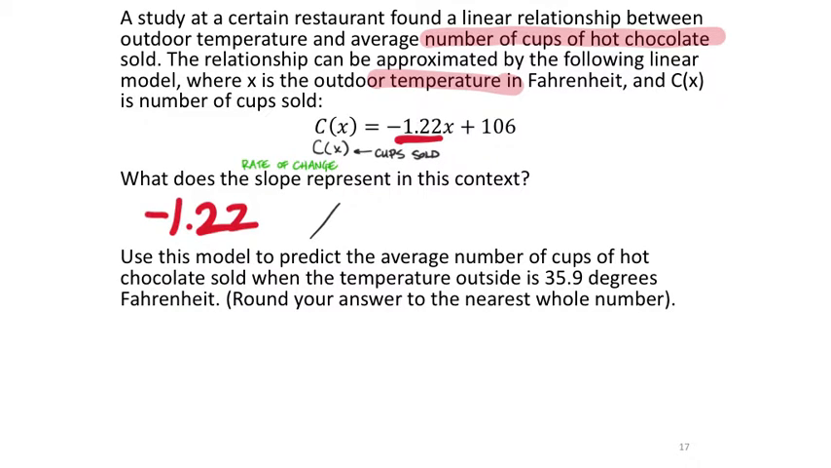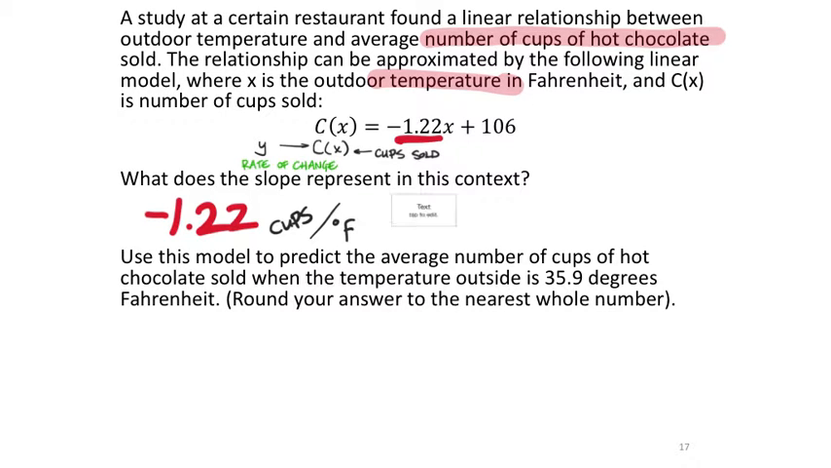But C of X also represents Y. There's a little bit more to it than this, but for now it's just important to know that the C of X is your Y. And Y's are always in the numerator, right? Y's represent rise. And the reason why that's important is that when we label this, that's our numerator in this kind of fraction-looking thing. So it's negative 1.22 cups, and then of course the other label there would be degrees Fahrenheit.